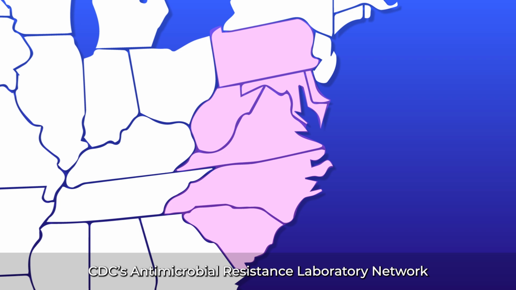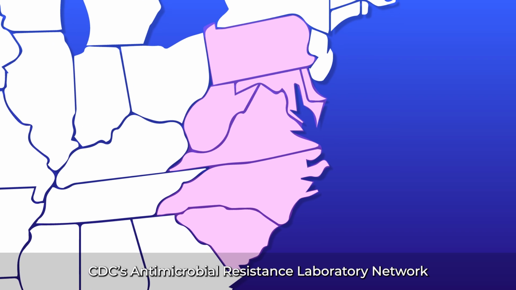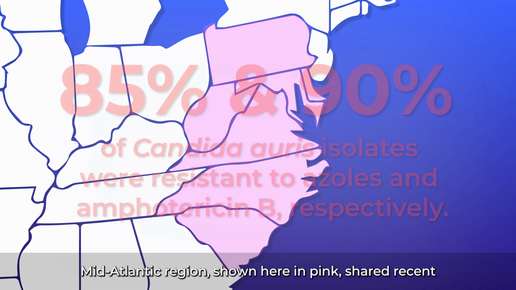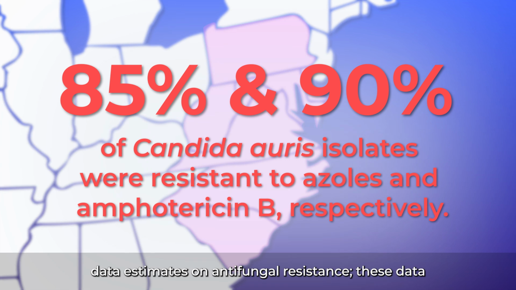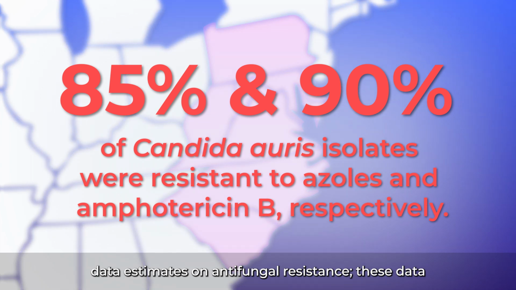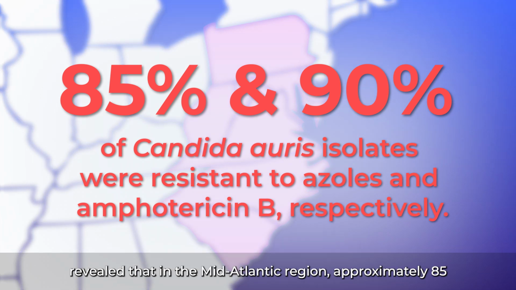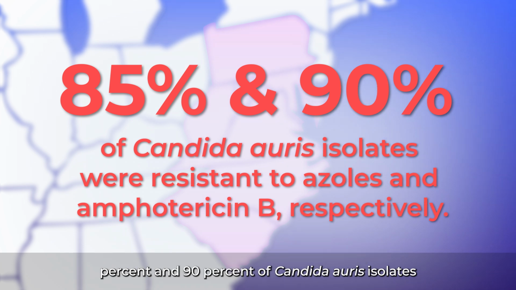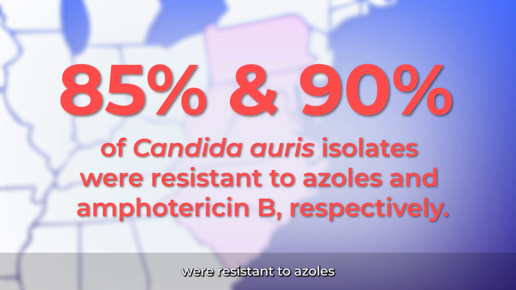CDC's Antimicrobial Resistance Laboratory Network Mid-Atlantic region, shown here in pink, shared recent data estimates on antifungal resistance. These data revealed that in the Mid-Atlantic region, approximately 85% and 90% of Candida auris isolates were resistant to azoles and amphotericin B, respectively.